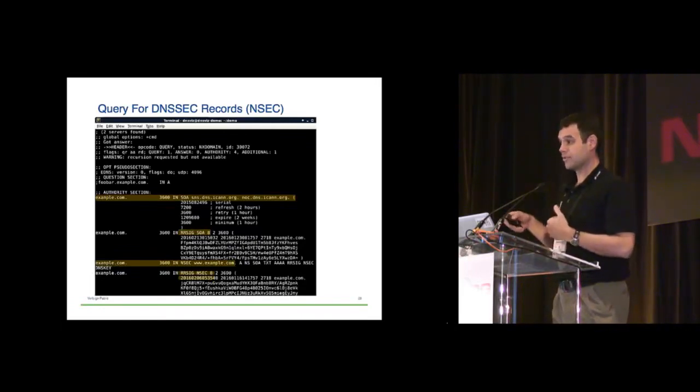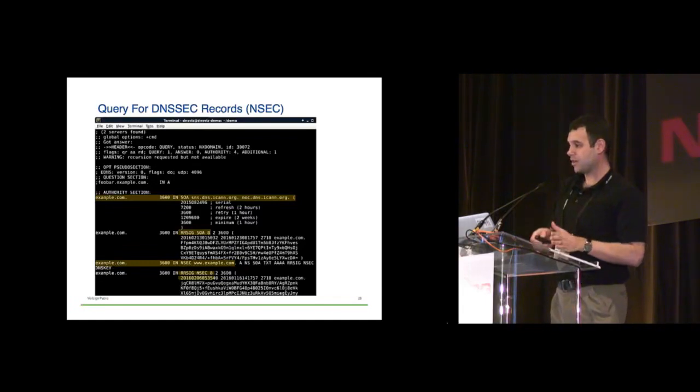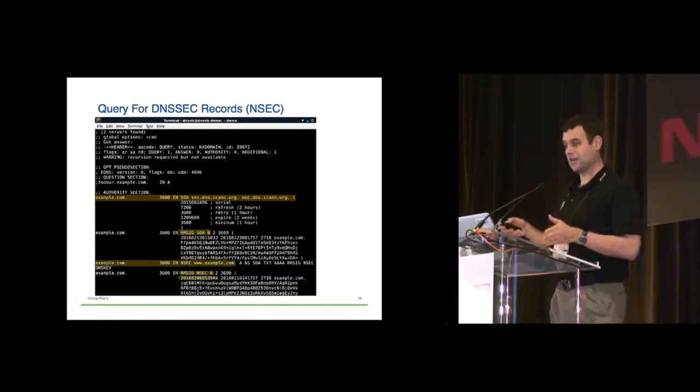Again, this was sent by your recursive resolver as well. You can see the NSEC record here. We asked for foobar.example.com. We get an NSEC record saying that it wasn't between example.com and www.example.com. Okay?